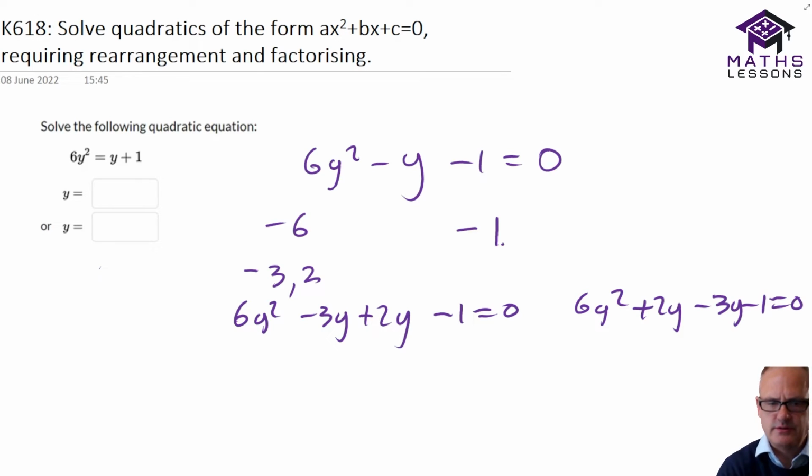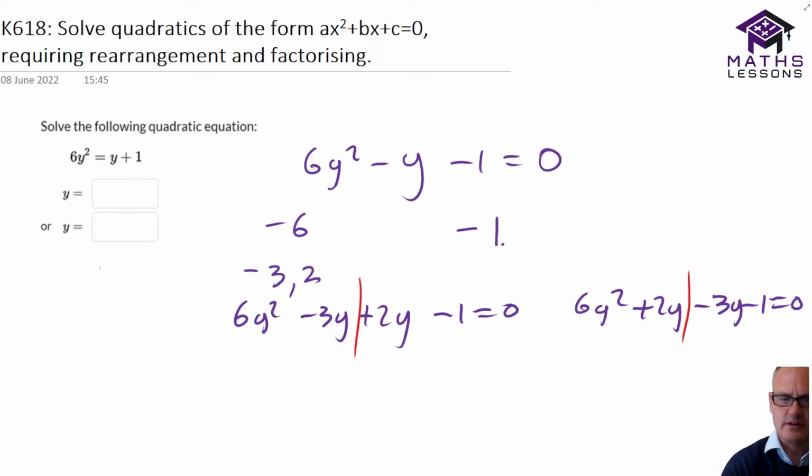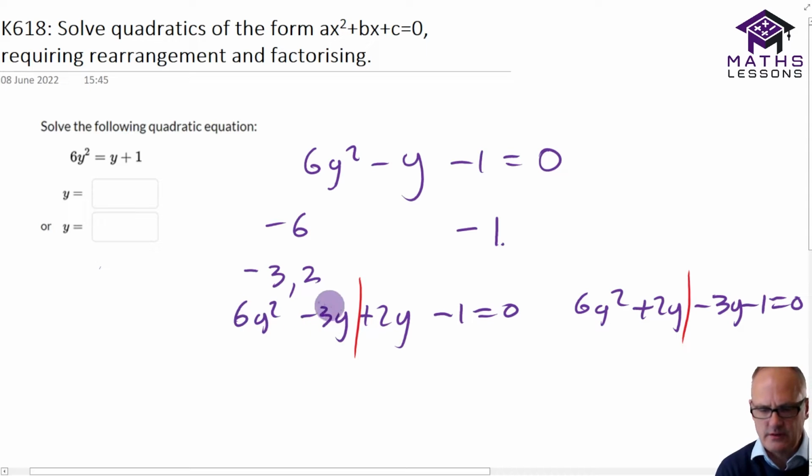And then what I do is I split this into two. The y² and the first y is one thing I'm going to factorise, and the second y and the number is the second thing I'm going to factorise. So I factorise this, and I can see that 3y times 2y will give me 6y², and 3y times -1 will give me the -3y.